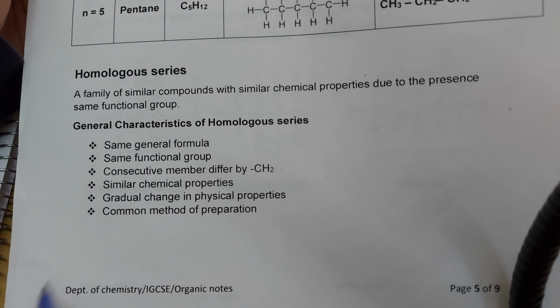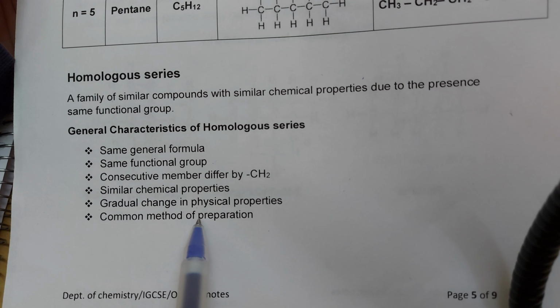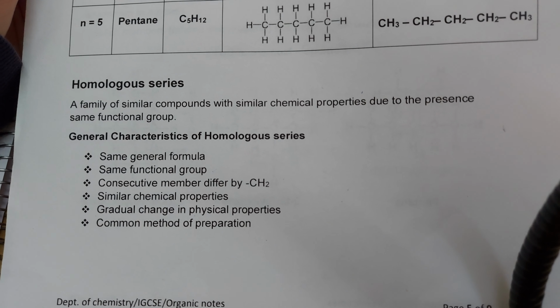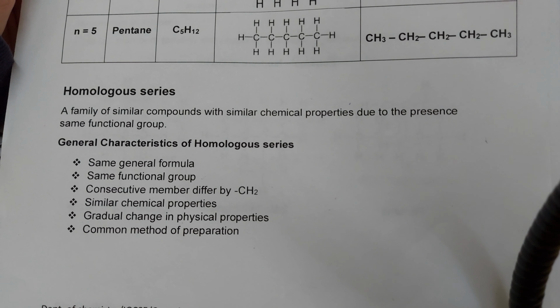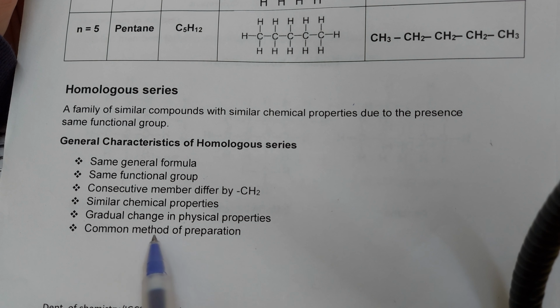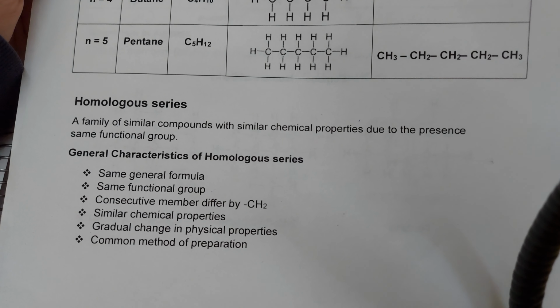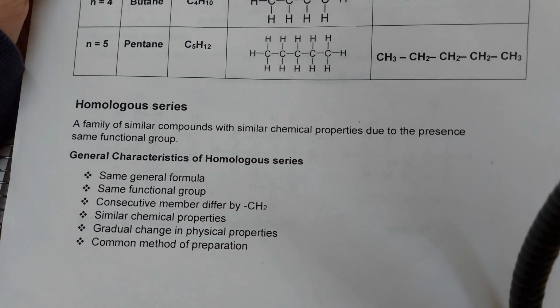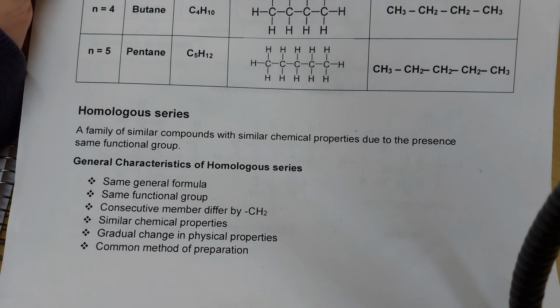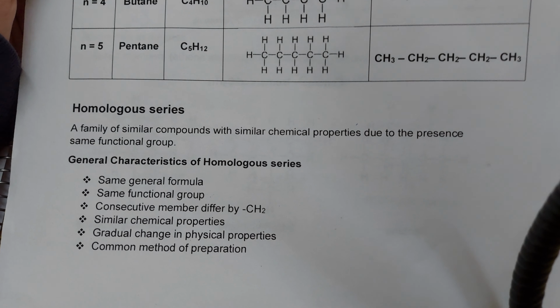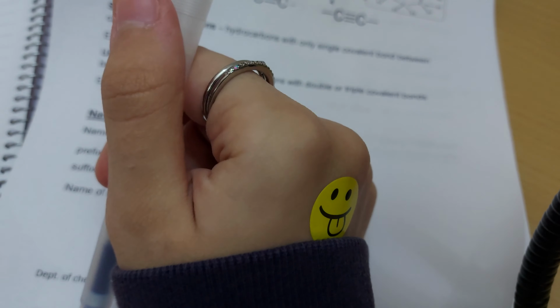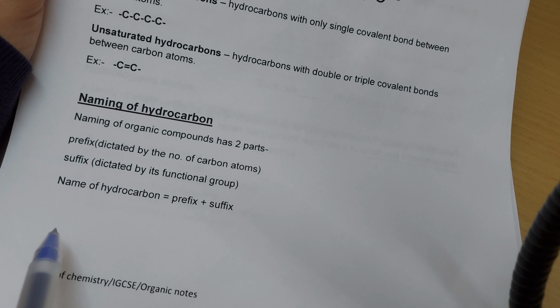So finally, common methods of preparations. So it's how you prepare the compounds. So every homologous series has a common method of preparation between its members basically, but we're not going to go into details about how to prepare, but you just need to know that. So next up in our list is how to name a hydrocarbon.